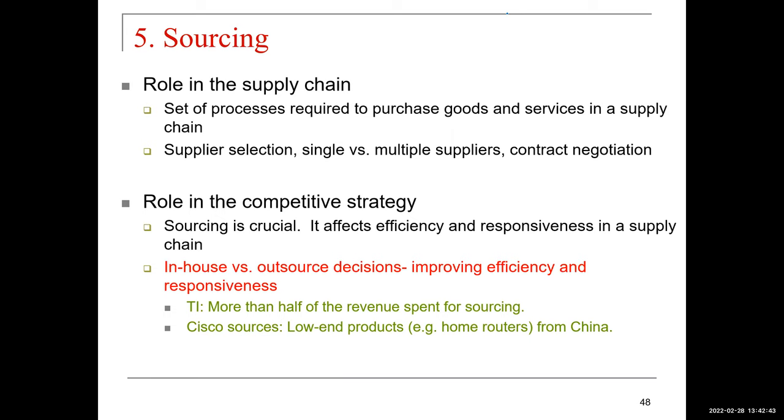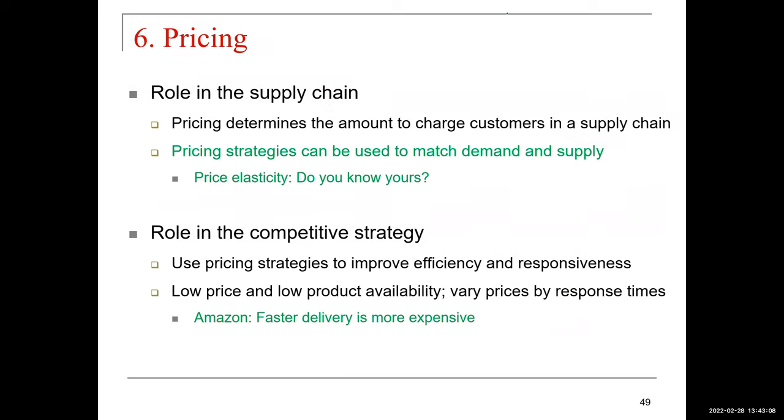More than half of the revenue is spent on sourcing. Cisco sources low-end products, for example, home routers from China. So what are the decisions that we're gonna make? Are we gonna be maybe a little bit more expensive but more efficient in terms of making sure that we respond to demands, or we're gonna save money and then be more certain in terms of delivering the product?